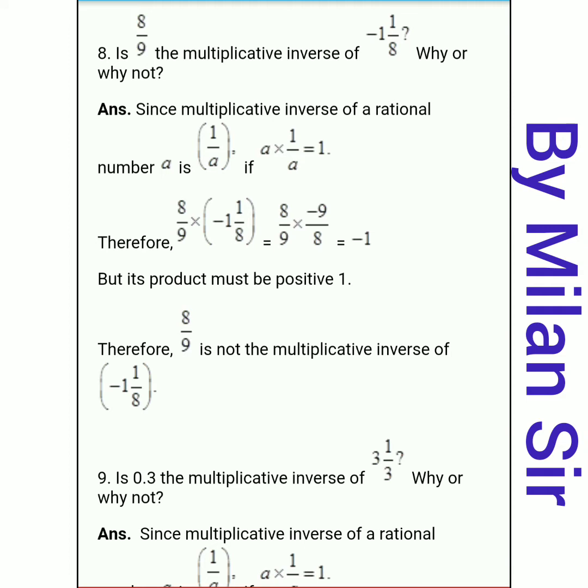In this video, I will explain question number 8 to 11. So let's start with question number 8. Is 8 by 9 the multiplicative inverse of minus 1 integer 1 upon 8? Why or why not? First of all, we need to simplify this: minus 1 integer 1 upon 8.